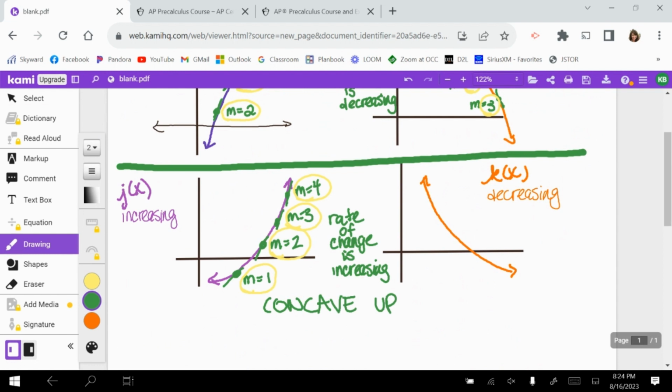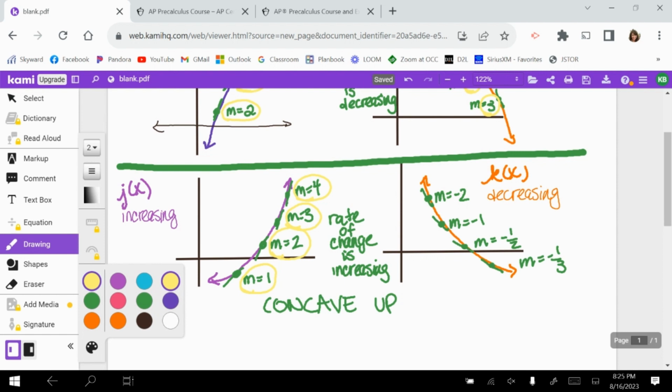Now let's look over at k of x. I'll just draw a couple of tangent lines again, and let's again estimate some slopes. So these are negative slopes now. Let's say this one is -2, maybe -1, -1/2, -1/3.